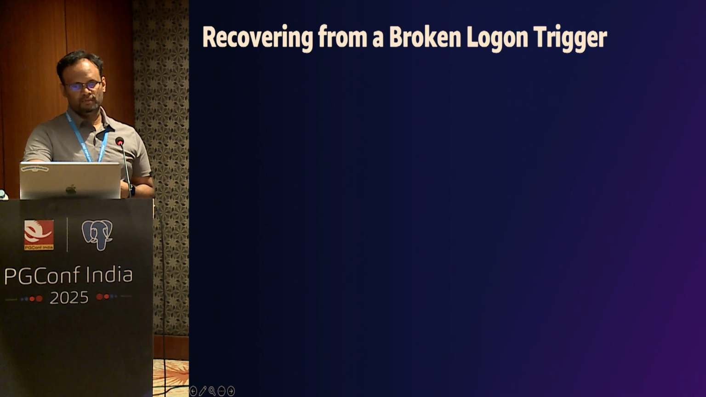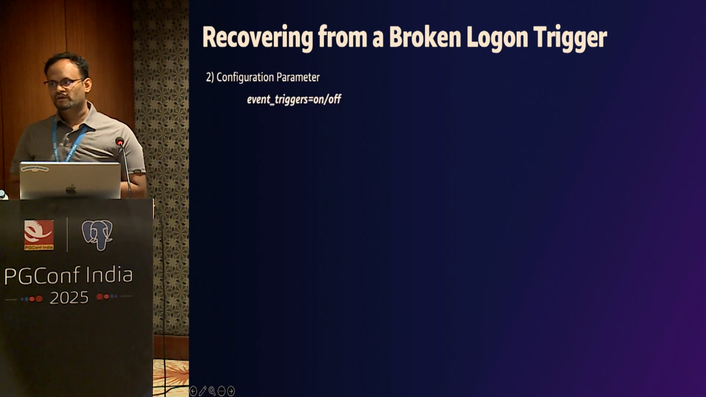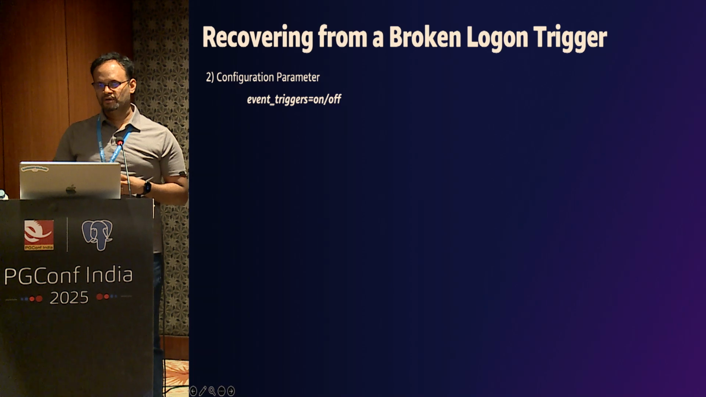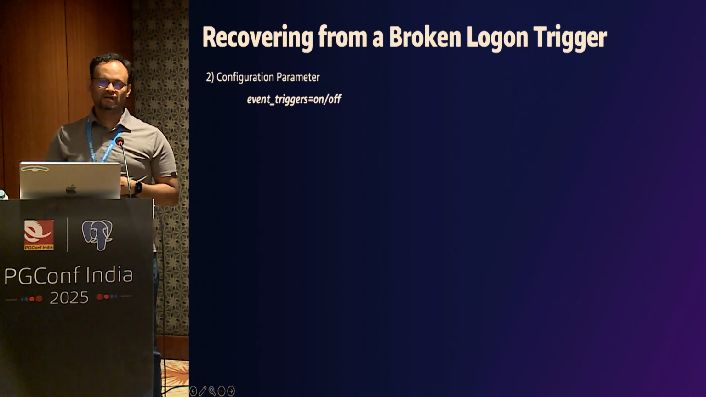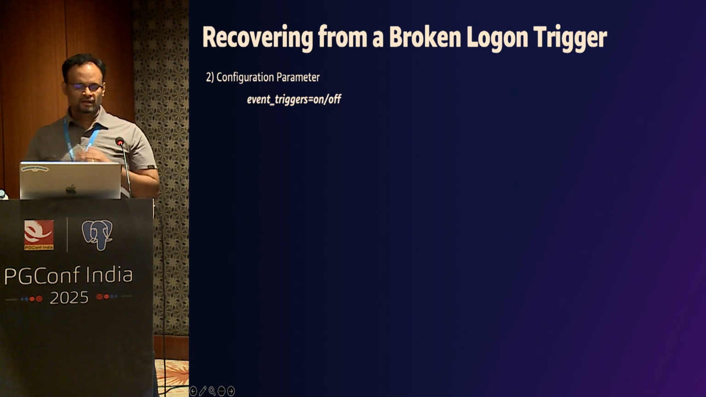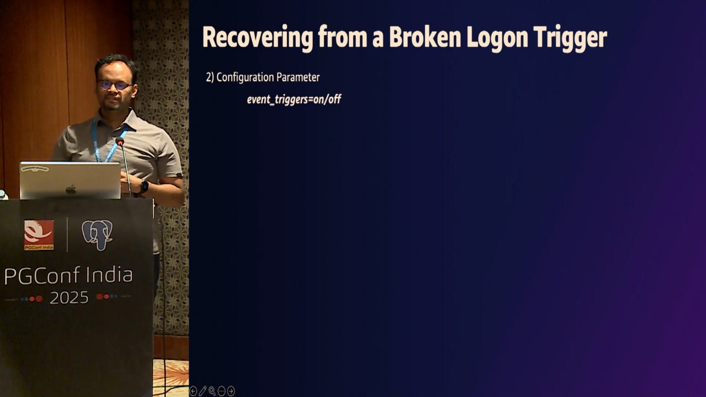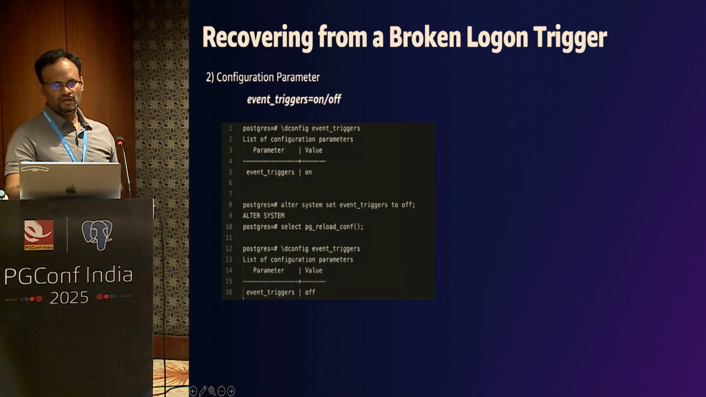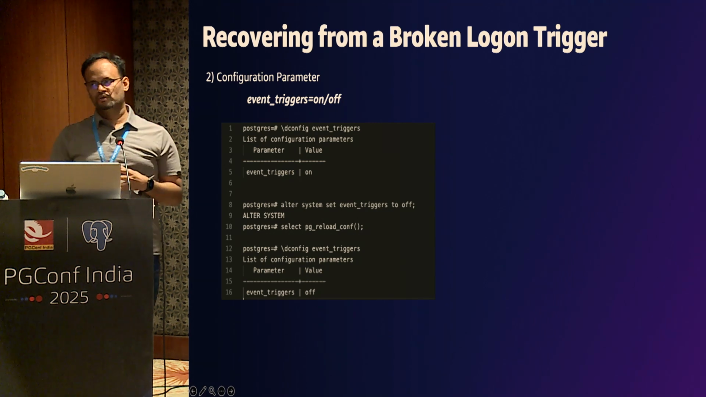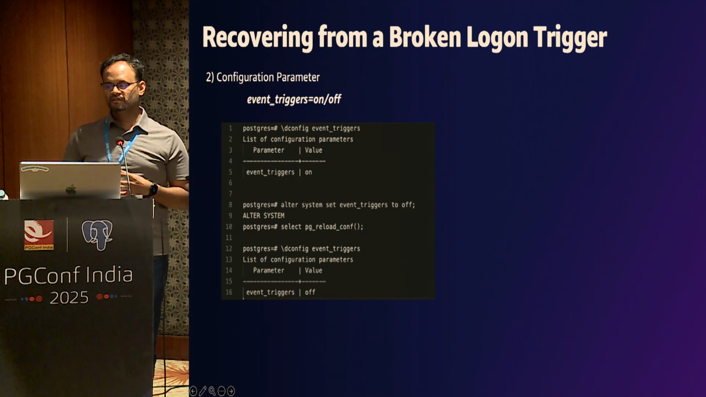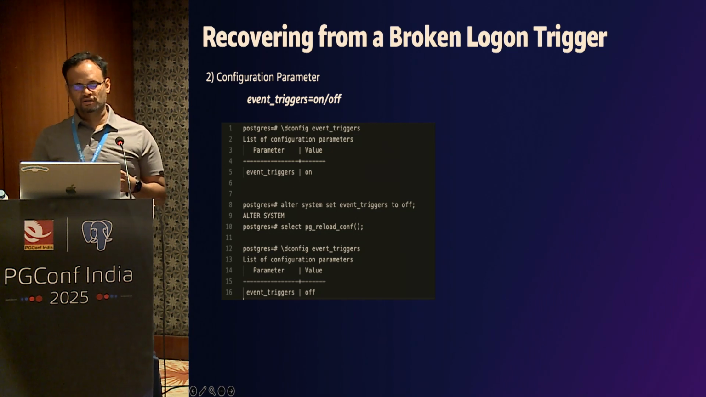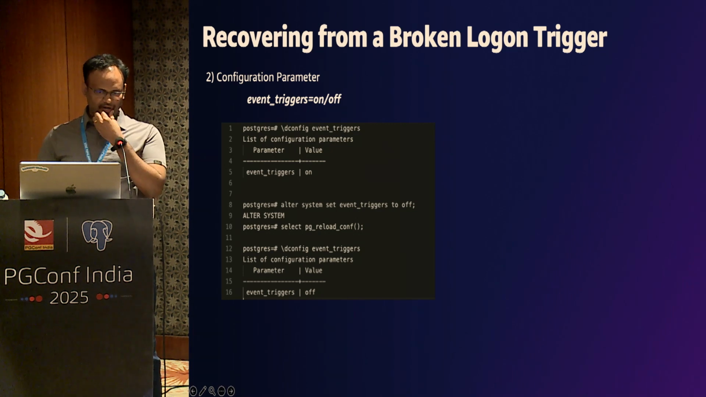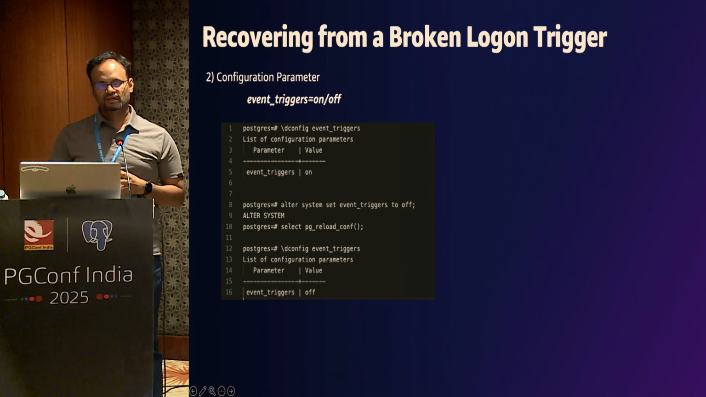Let's look at the second method. In PostgreSQL 17, a new configuration parameter has been introduced which is called event_triggers. This controls the enablement and disablement of event triggers. And obviously this parameter does not require a restart. So by any chance, if you are connected to the database and you wanted to disable the event triggers, you could very well run the command ALTER SYSTEM SET event_triggers TO off, and then reload your configuration. This works when you have a session already connected.